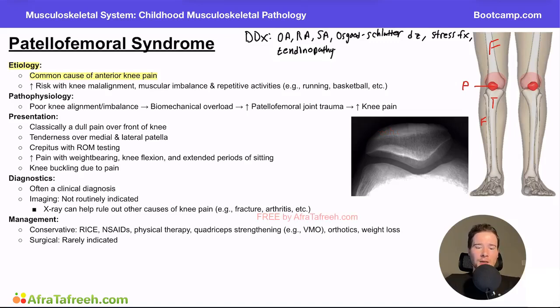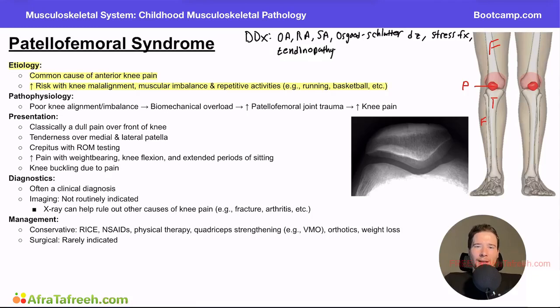Now, with this condition, it's also important to know that there's increased risk with knee malalignment, muscular imbalance, and repetitive activities. So again, the repetitive activities gets back to a similar thing with Osgood-Schlatter disease, and the knee malalignment or muscular imbalance makes sense because you can think about this as a tracking issue, right? The knee can go from a flexed position like this, and if it goes outwards, that becomes more of an extended position that can look something like this. And all during that time, we have the patella or the kneecap going back and forth in this groove, right? It's going back and forth as the knee extends and flexes.